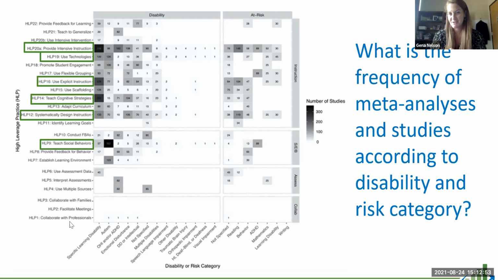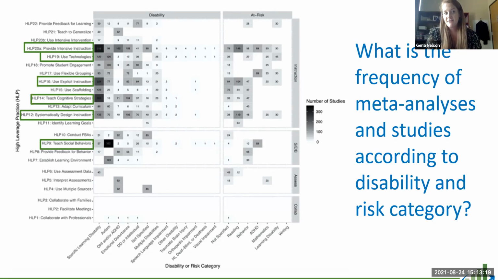The darker the square in the figure shows that there are more studies that were used in meta-analysis research to investigate a specific HLP. So what our team found was that, and along the vertical side, you can also see the green boxes are the 6 practices that we've identified to develop the resources that we will discuss today.